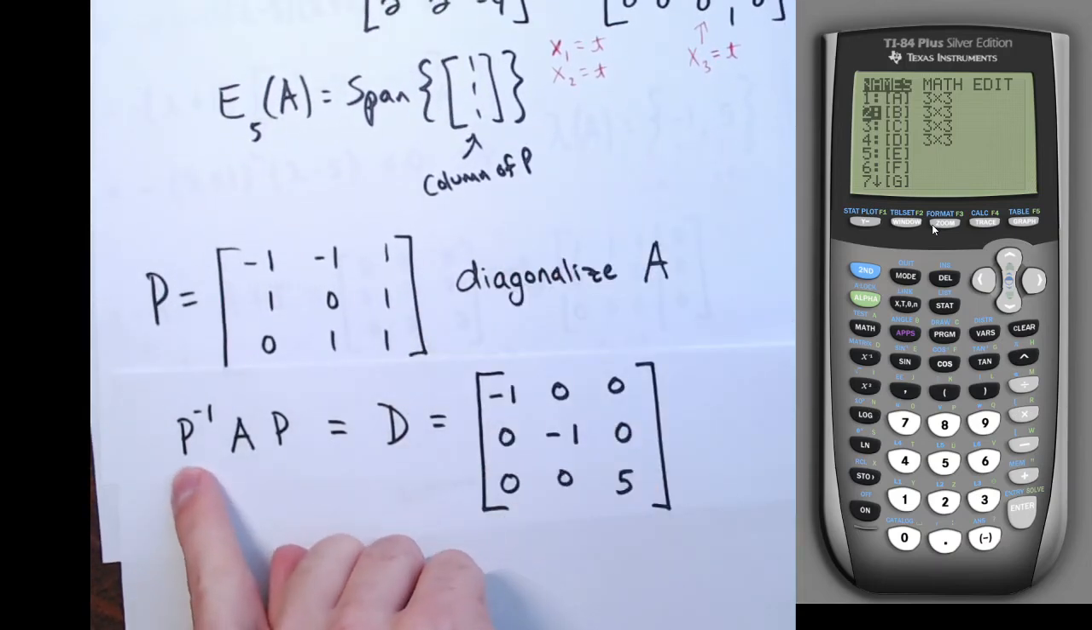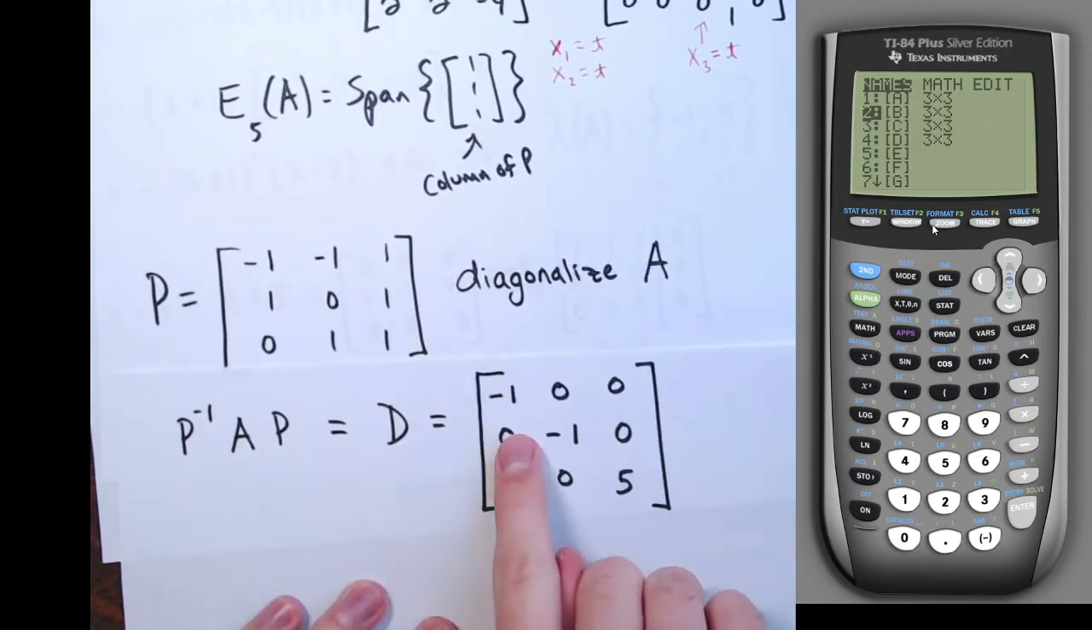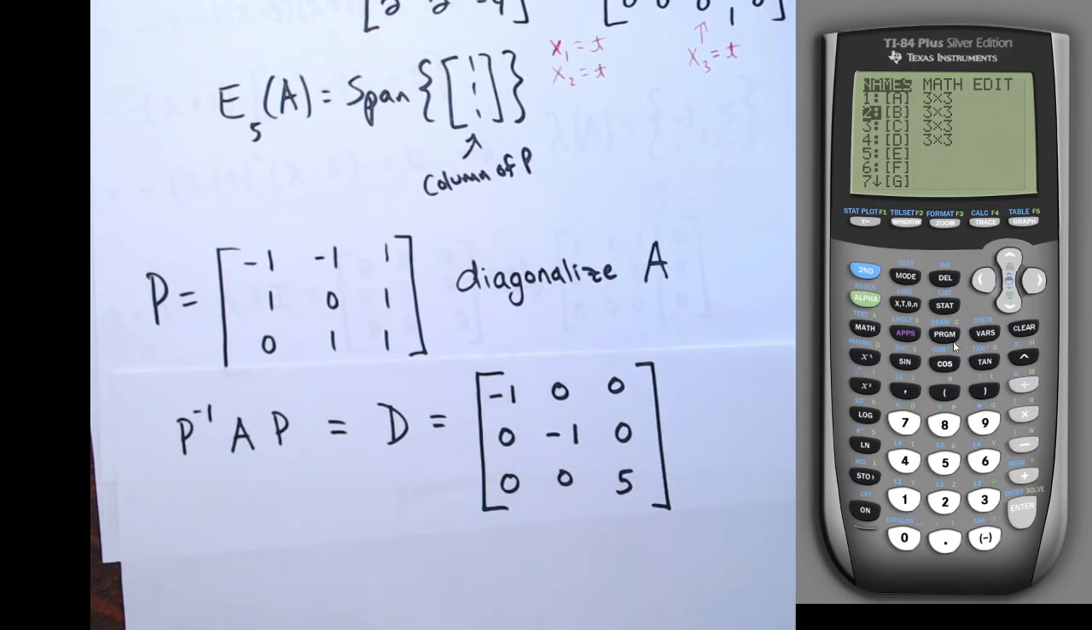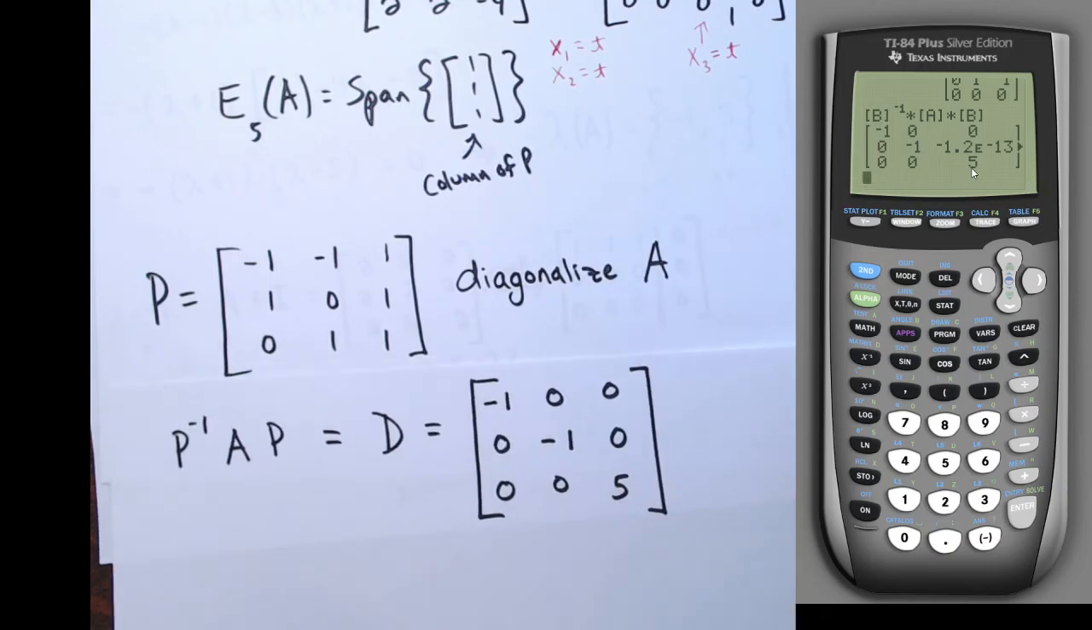Let me take B inverse times A times B, and you'll get this diagonal matrix. So B inverse times matrix A times matrix B, and you see, well, okay, calculators do rounding and stuff. Remember, this e to the -13 means move the decimal place to the left 13 places. That's a 0. That's a 0. So it is a diagonal matrix with down the main diagonal -1, -1, 5. So it is D here. All right.